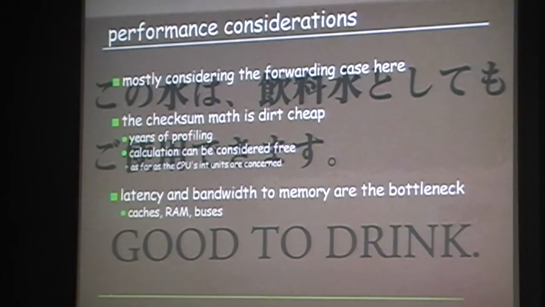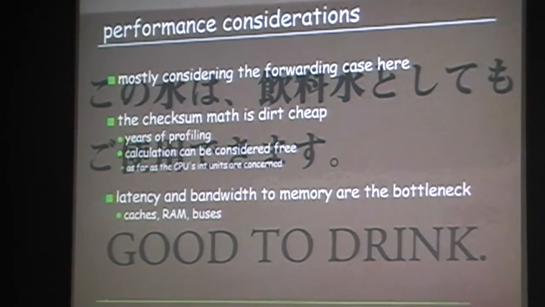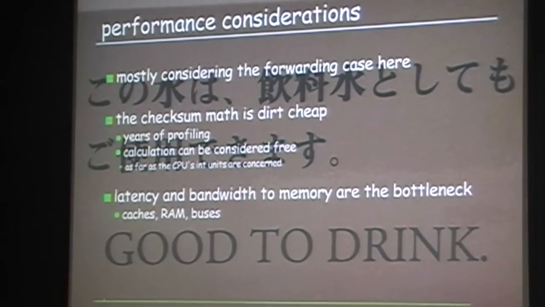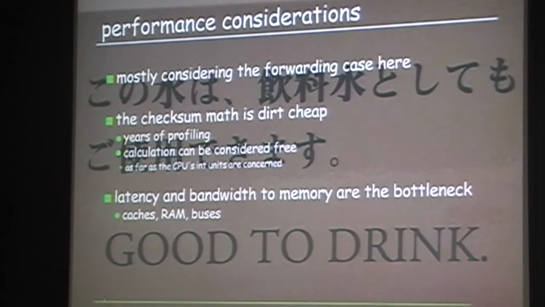I spent almost 10 years now profiling the kernel and finding where it's spending the time and where the bottlenecks come from and so on. So I have a pretty good idea of what's going on. The calculation, as I said, can be considered free. You cannot even find that in the profiling output. The cost is a different one. The cost is latency and bandwidth to the memory.